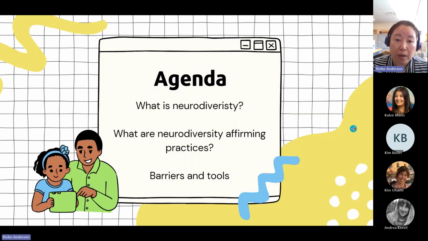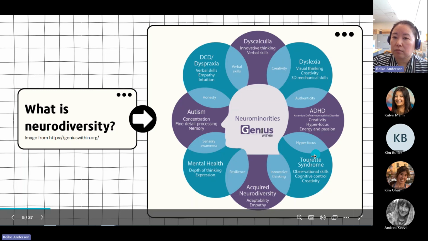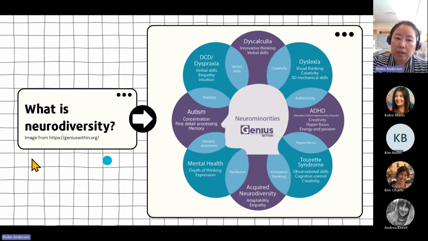So today we're going to talk about what is neurodiversity, what are neurodiversity affirming practices, and some barriers and tools. I attended a session on neurodiversity that was put on by Popard and ACT-BC, and they showed us this neurodiversity infographic. And instead of using the word neurodiversity, they used the word neurominorities, which I thought was really interesting. So what we're seeing is people talking about neurodiversities not as something that needs to be fixed, but just as, hey, we're all diverse, and that's okay.